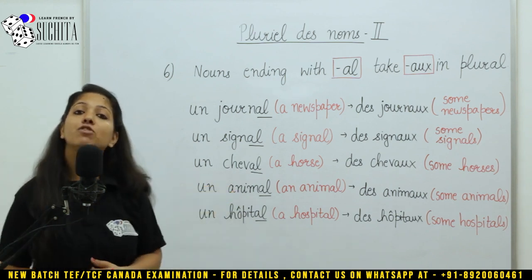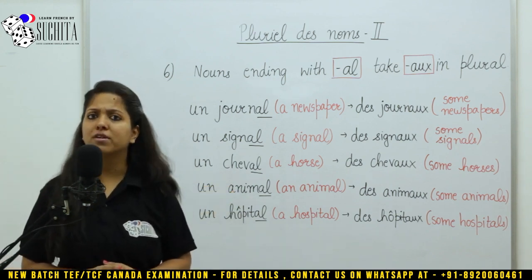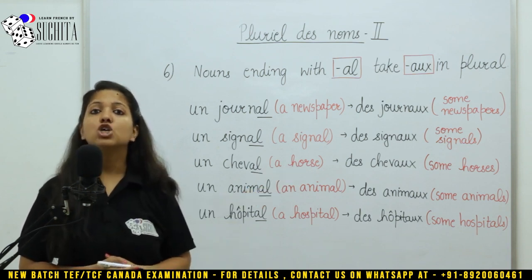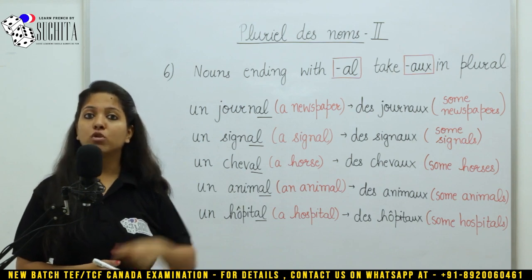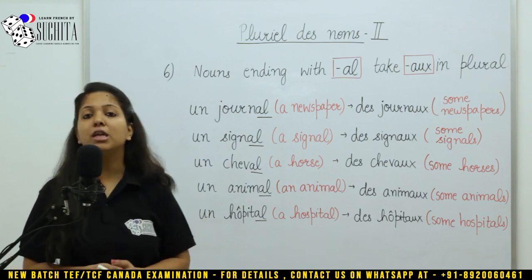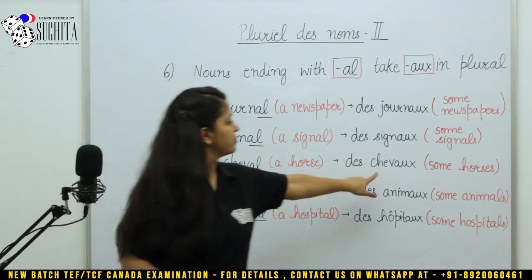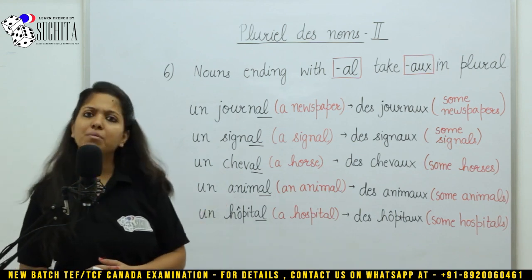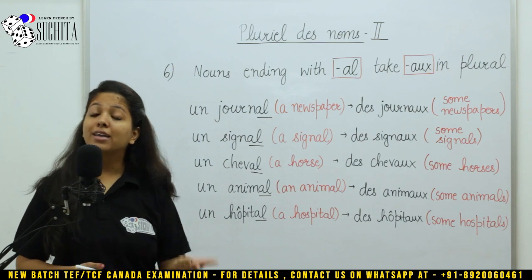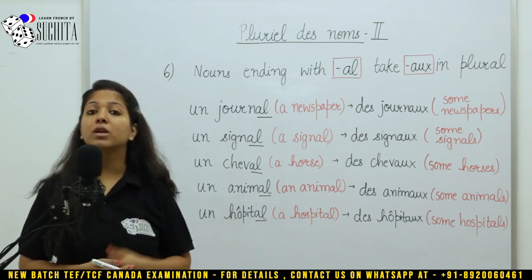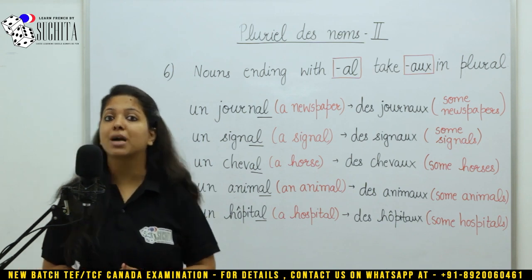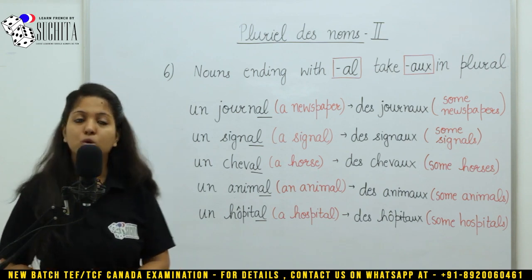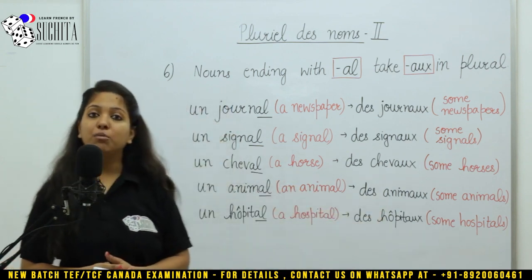Allez. Un cheval, which means a horse. Now it ends with AL at the end. In order to make it plural, you will put des chevaux. You cut AL and add AUX and the meaning becomes some horses. Un animal. Again it ends with AL. In order to make it plural, you will cut AL and add AUX, so it becomes des animaux. Some animals.